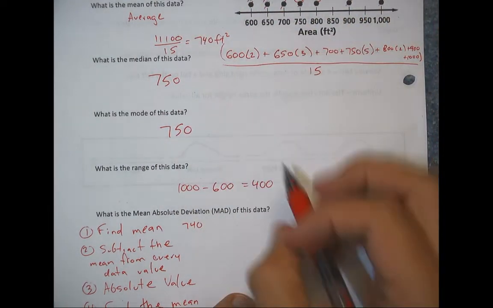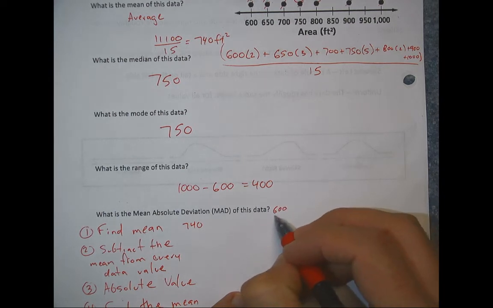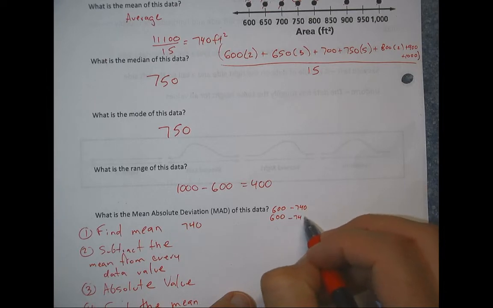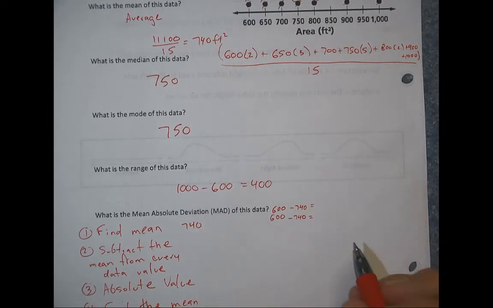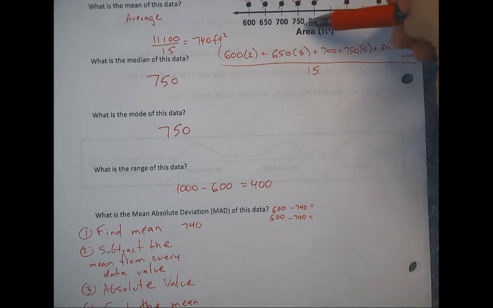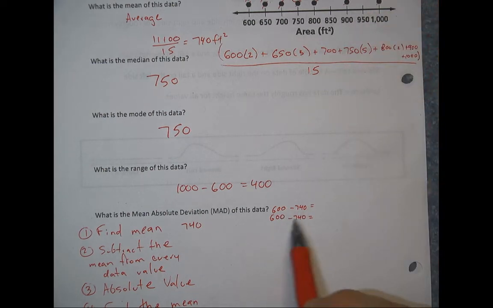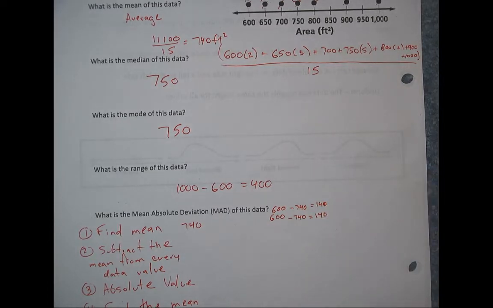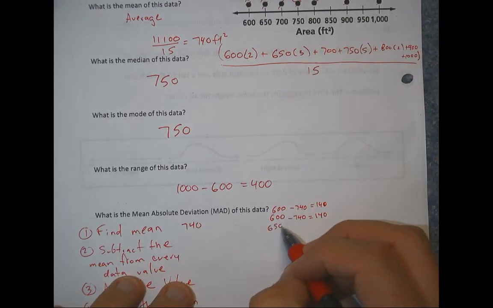So I'm going to have two 600s. I'm going to go ahead and write these down. Each one of those is going to get subtracted by 740. And basically, you're just trying to find out these pieces of data that are 600, how far are they from the average? How far away are they? So when I subtract this, I'm going to get negative 140. Absolute value, though, is 140. We're really just measuring a distance. And so we're never going to express that as a negative number. How far are these pieces of data from the mean? So they're 140 away.